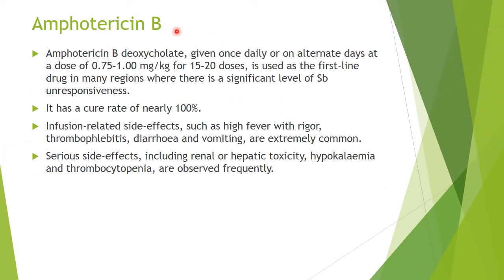Amphotericin B, the antifungal drug. The antifungal amphotericin B deoxycholate given once daily or on alternate days at a dose of 1 mg per kg for 15 to 20 days is used as a first-line drug in many regions where there is significant level of antimony unresponsiveness. So if there is resistance to the antimonial compound sodium stibogluconate, we can give amphotericin B.